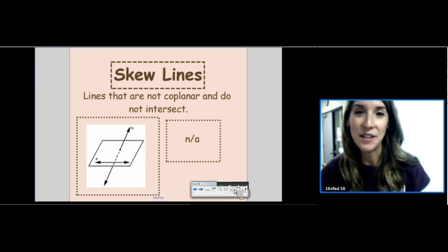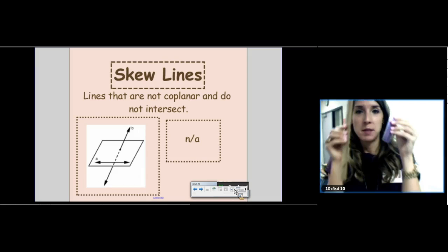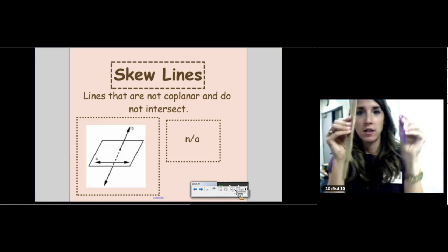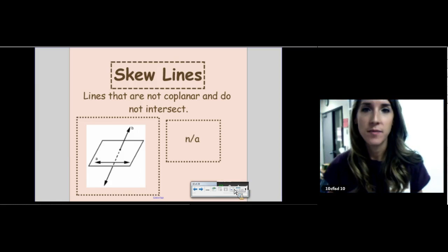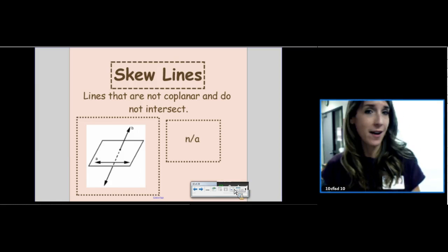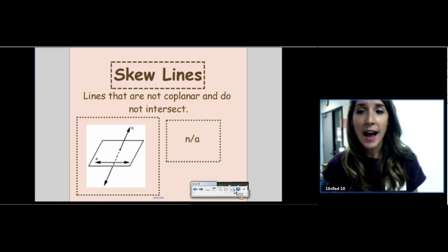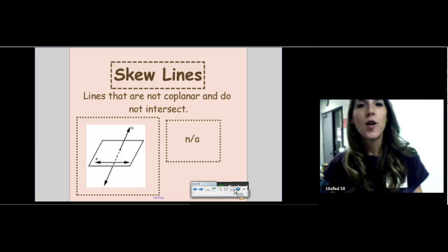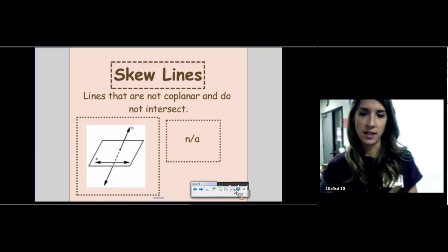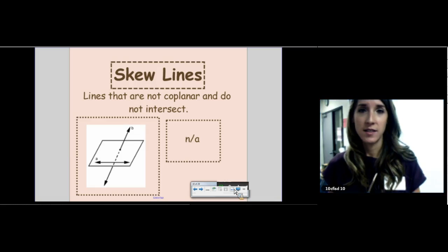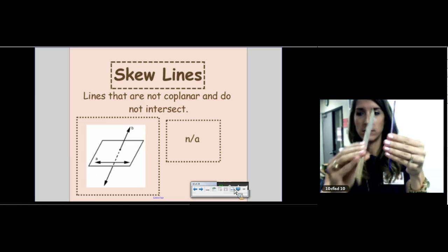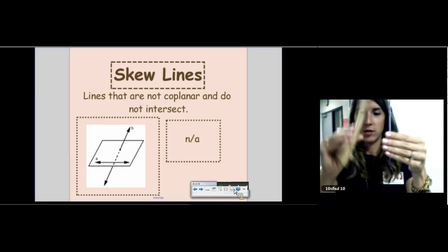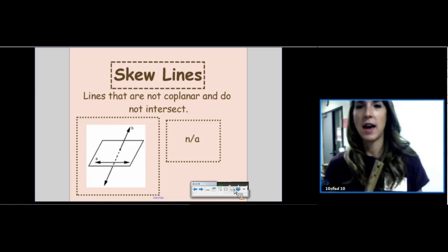The only difference in the definition of parallel and skew is the word not. Parallel lines are coplanar lines that don't intersect. Skew lines are non-coplanar lines that do not intersect. So that's the only difference. So this is parallel, skew. Okay?